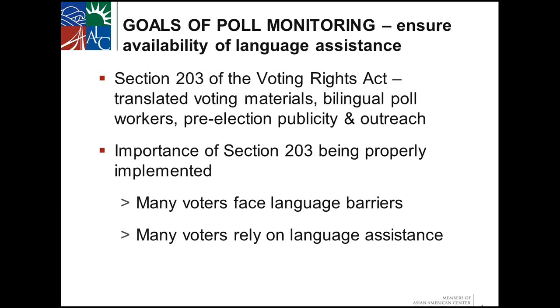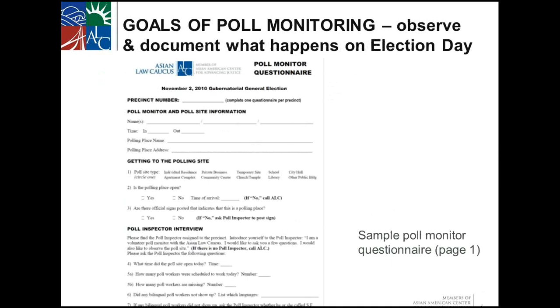The importance of Section 203 being properly implemented can't be highlighted more. I can't even describe how important it is to our community. Many voters face language barriers. Many of our community voters rely on language assistance to vote. They would not otherwise be able to cast a ballot due to their limited English abilities. So it's really a crucial part of why we poll monitor and why we're out there doing what we do.